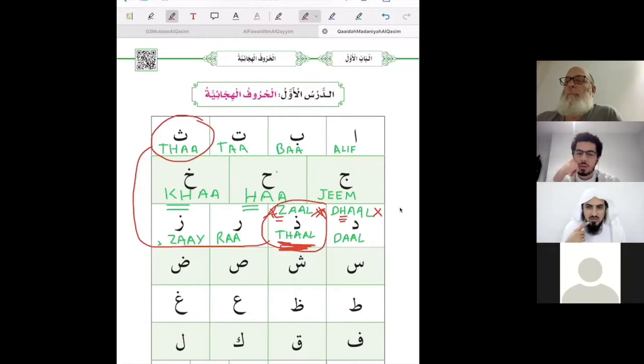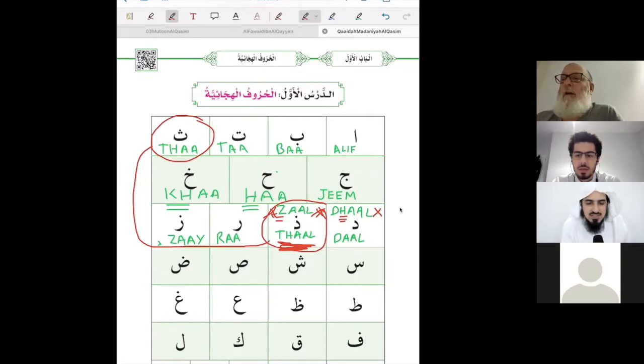Zal. Look at my tongue if you can see. Look at my tongue. Yes. When you are saying Z, look where it's coming from. Z. But when you are saying it in English, look at my tongue, you see the difference.